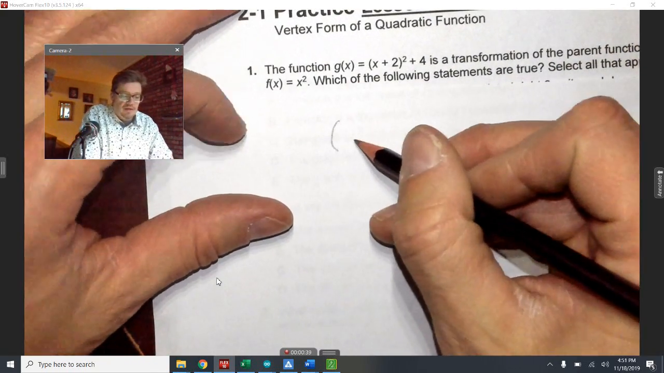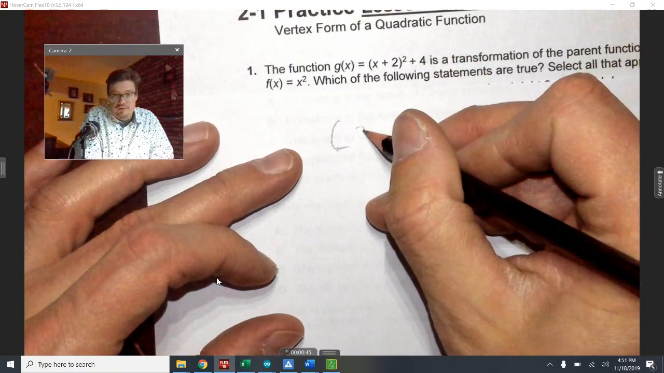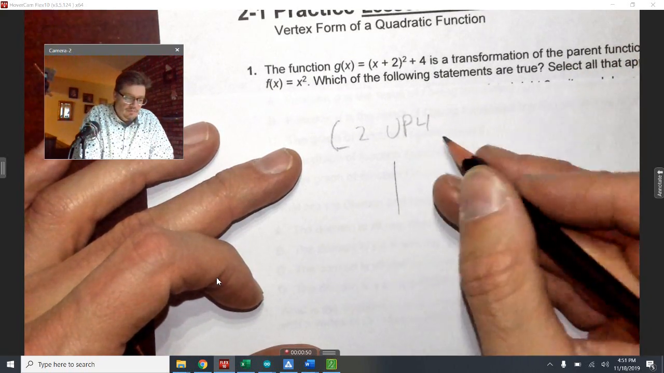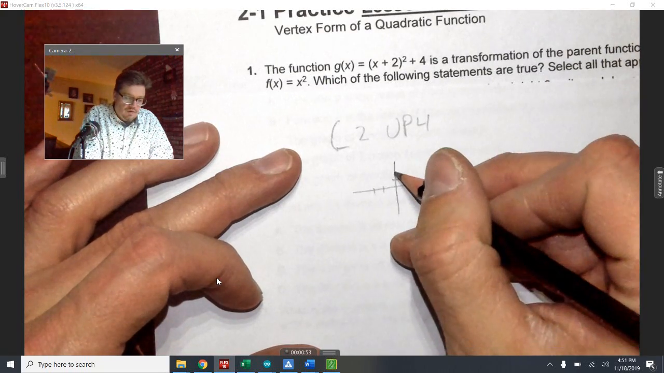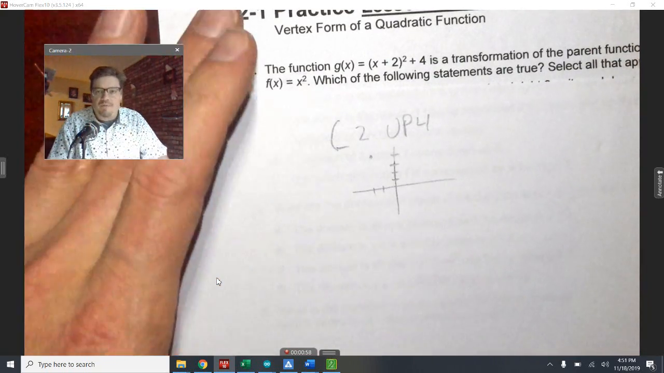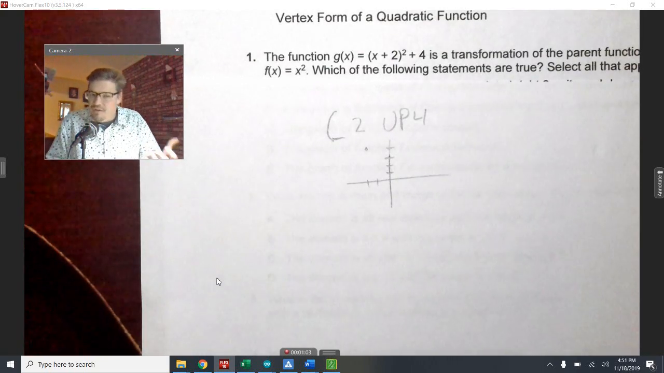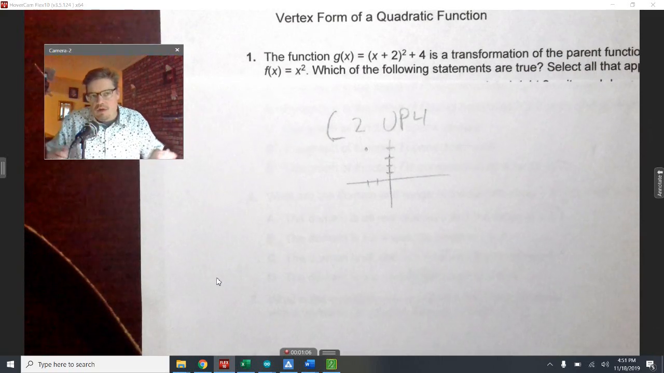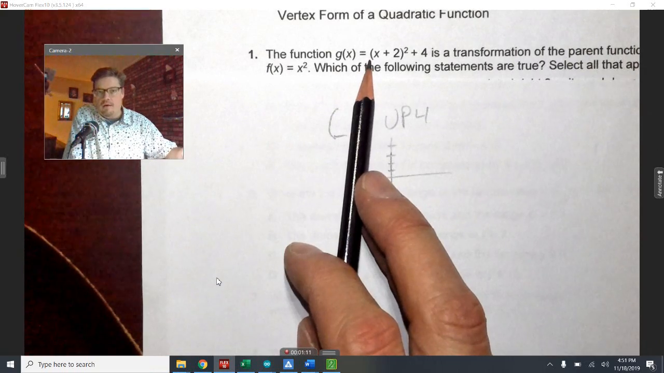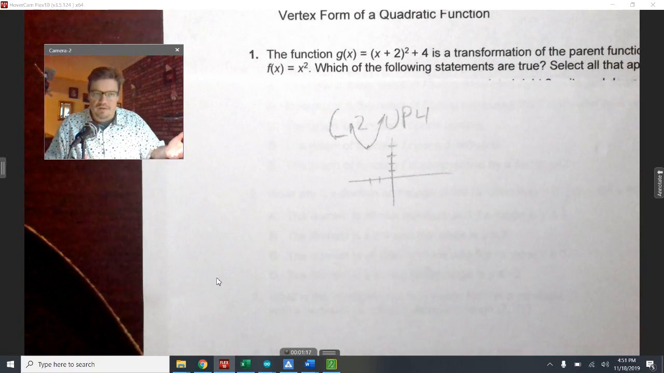So we have something that has moved to the left 2, and it went up 4, 1, 2, 3, 4. For this type of question, you don't have to graph it. You just have to know what it is doing in the long run, where its arms are going. Since the a in front is positive, a default 1, and there's no negative sign, then we know that it's going to be pointing upwards.